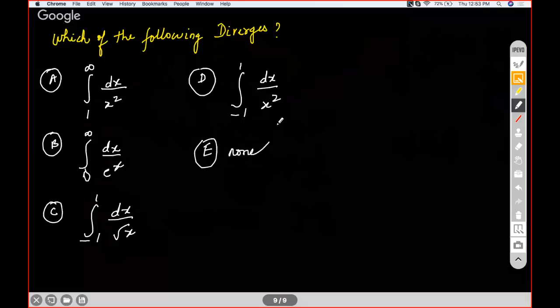So it's not A or B. Hmm. No, B, that's e to the power minus x. Oh no, it could be. No, it's 0 to infinity, not 1 to infinity. Yeah.